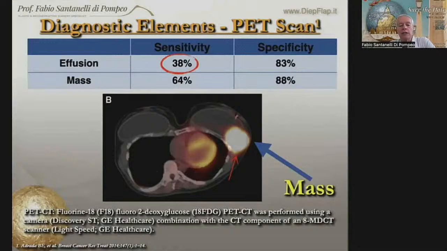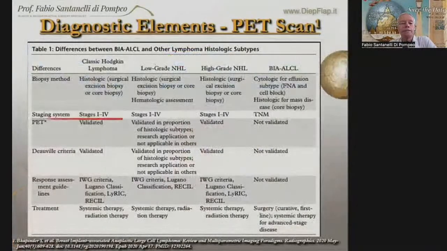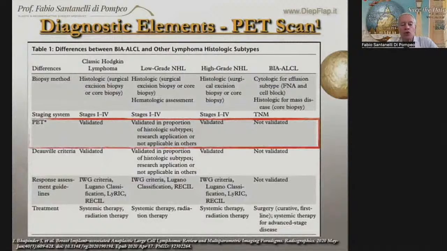So the image that we see shows increased metabolic activity of the same mass we detected in the CT scan, with a quite high uptake value of 27.8. One more thing that we should note is that although routinely used for other types of lymphoma, the PET scan is not validated for BIA-ALCL. Although we use it, nevertheless, it remains among the standard radiologic imaging techniques used for patient evaluation, especially for follow-up of the patient in order to detect eventual recurrence.